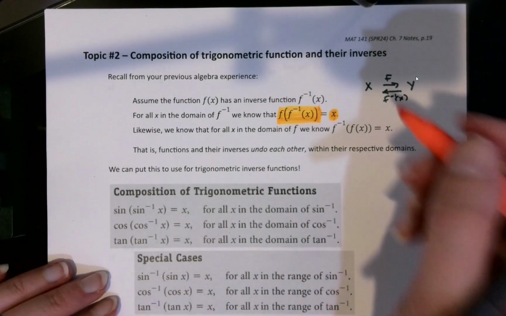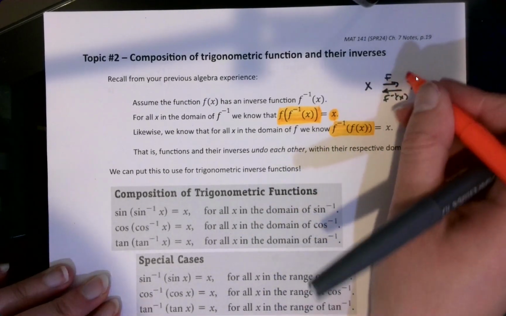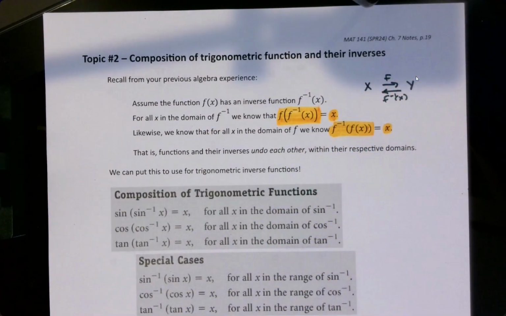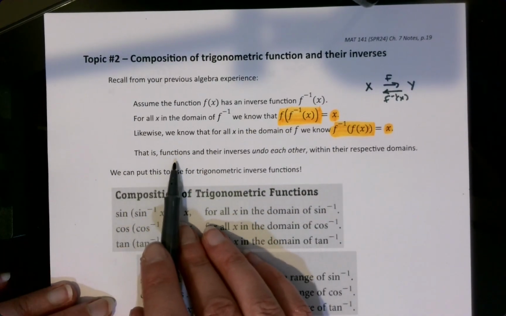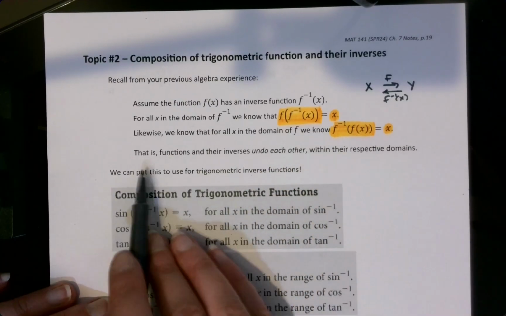And the same thing is going to happen in the reverse. If you apply the function first and then the inverse, which is actually what I drew up here, you get back to x as well. Apply both of them, we go in that full circular pattern. That is, the functions and their inverses undo each other within their respective domains as mentioned.